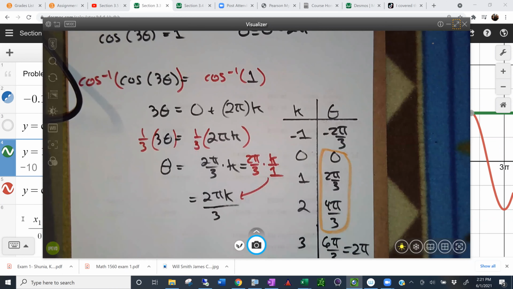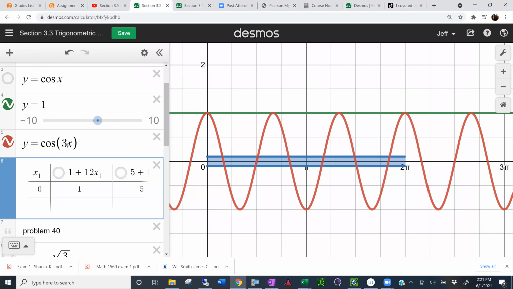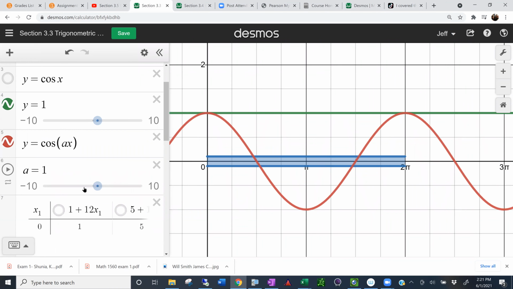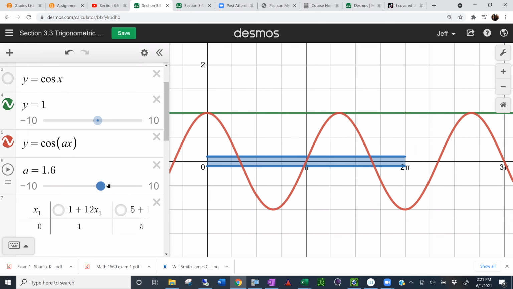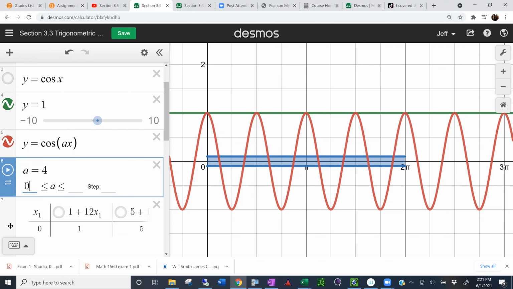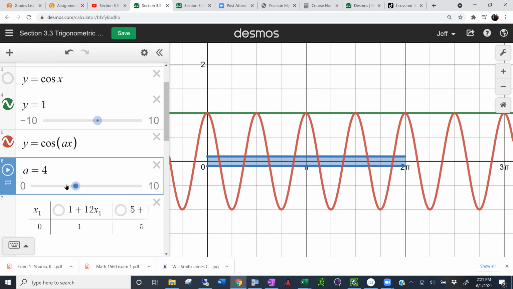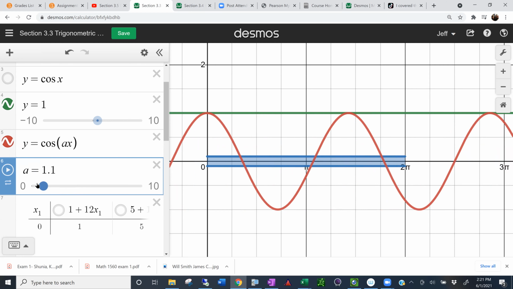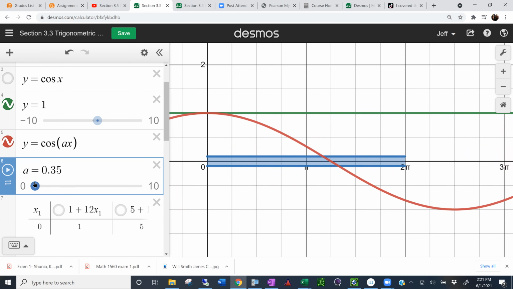In fact, let me try and demonstrate that real quick. Let me put in an A here. That's a little slider. Right now A is set to be 1, and it looks like I got 2 solutions. But if I make this bigger, I get more solutions. If I go the other direction and make it smaller, it spreads out the solutions more, because you're stretching the period. So now, look, I just got 1 solution.